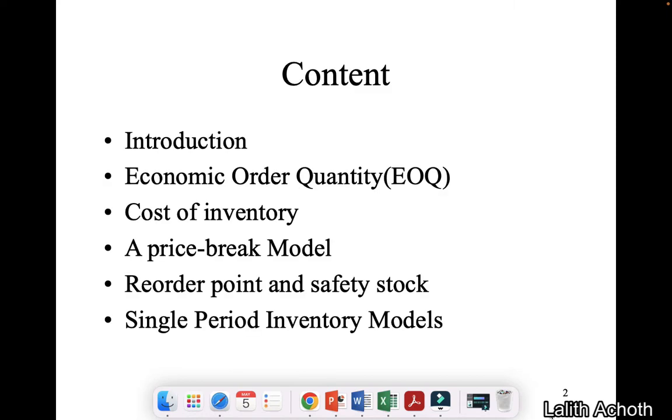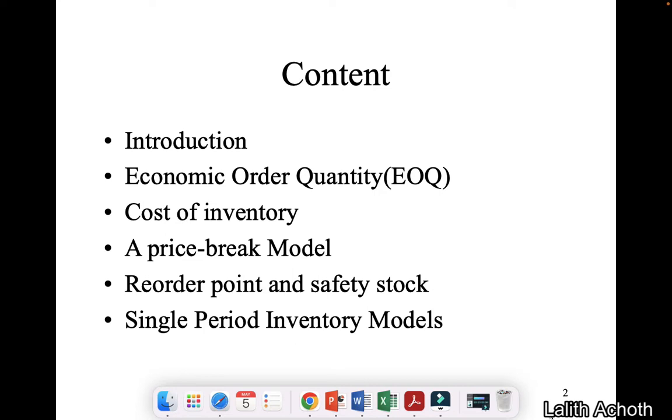So, in this presentation, besides giving a brief introduction about inventory models, we will be estimating the economic order quantity. And based on the economic order quantity, we also find out what is the cost of an inventory. And when firms offer price discounts for bulk purchases, we examine how it affects the economic order quantity, whether it remains the economic order quantity or do we revise the quantity depending on the amount of price breaks or the price discounts that are given for large purchases.